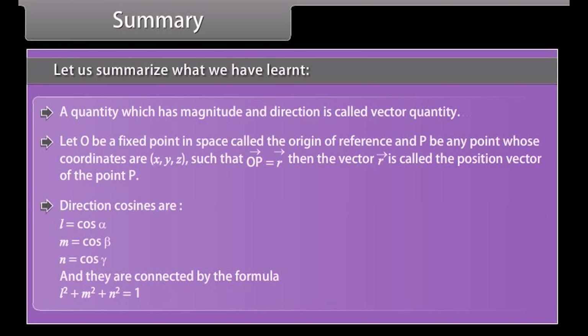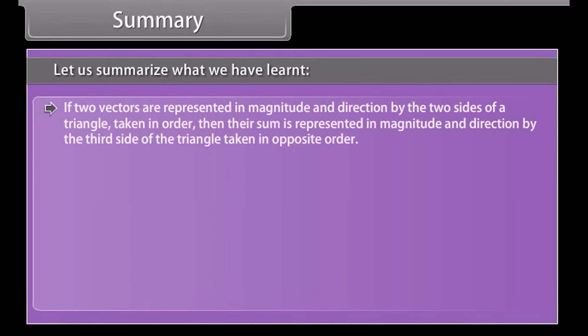Direction cosines are l equals cos alpha, m equals cos beta, n equals cos gamma, and they are connected by the formula l squared plus m squared plus n squared equals 1. If two vectors are represented in magnitude and direction by the two sides of a triangle, taken in order, then their sum is represented in magnitude and direction by the third side of the triangle taken in opposite order.